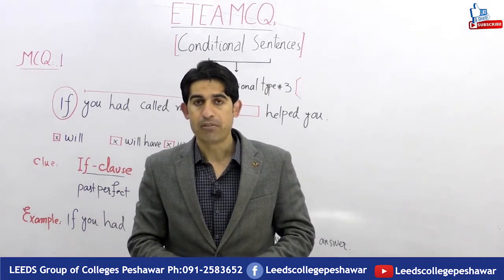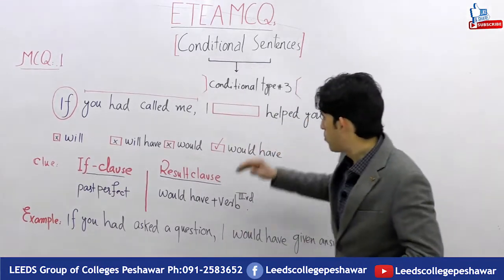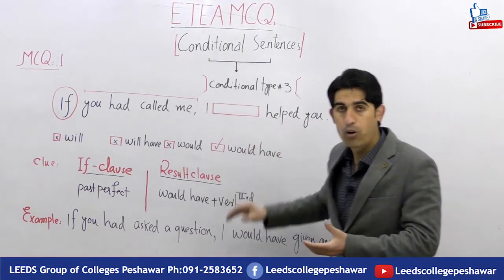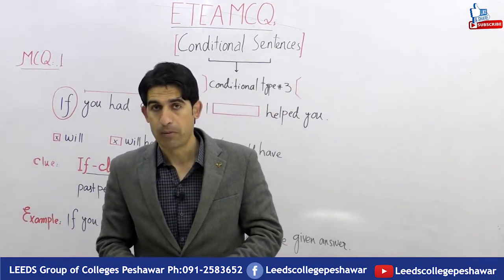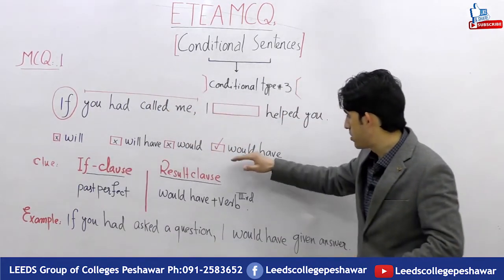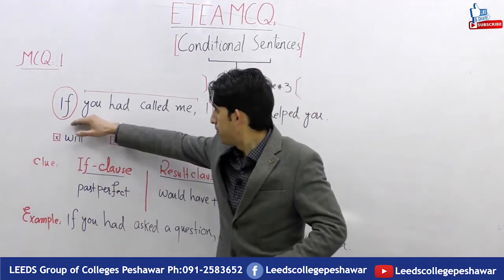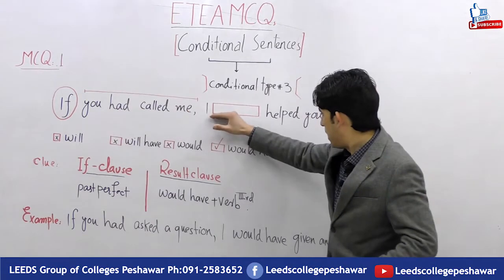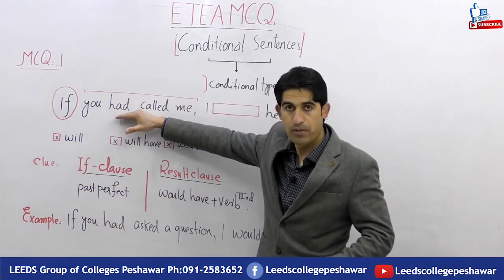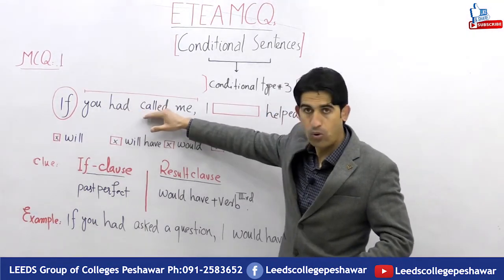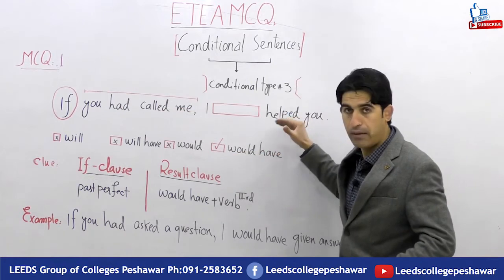Remember that if we have the past perfect tense in the if clause, the result clause will be expressed with the modal auxiliary verb would have, followed by the third form of the verb. Here we have option number this one, would have helped you. So the complete sentence: if you had called me, I would have helped you. In the if clause we have the past perfect tense, had called, and the result clause contains would have helped you.